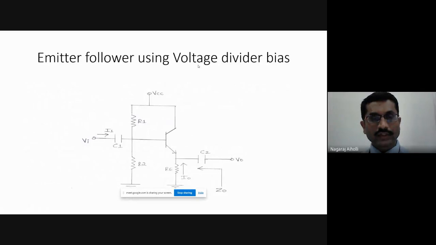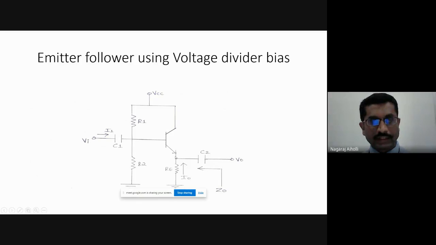Next is emitter follower circuit using voltage divider bias. Emitter follower using voltage divider bias. Here in this circuit, it is similar to voltage divider bias, but it is not exactly the voltage divider bias. Why? Because there is no collector resistance here.